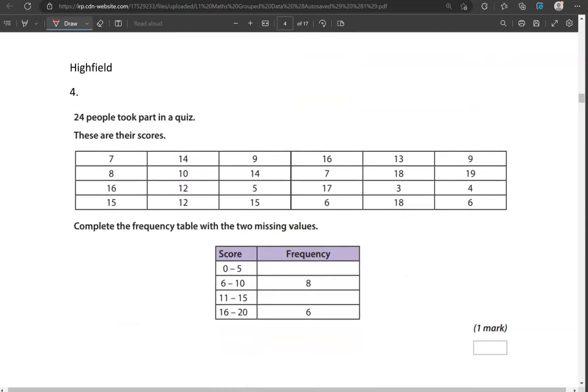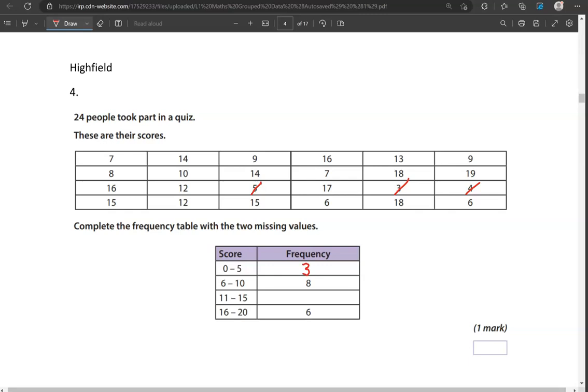24 people took part in a quiz. These are their scores. Complete the frequency table with the two missing values. 0 to 5. Where are those scores? So we've got 1, 2, 3, so that's 3 of them.